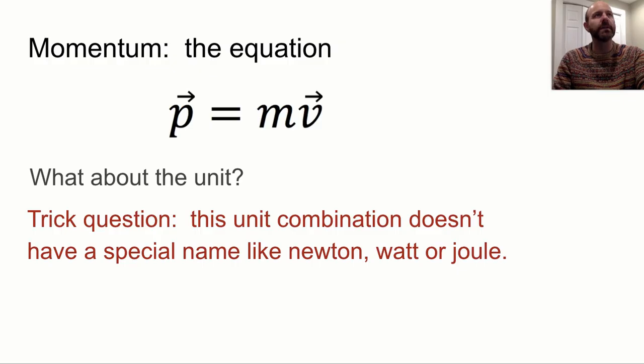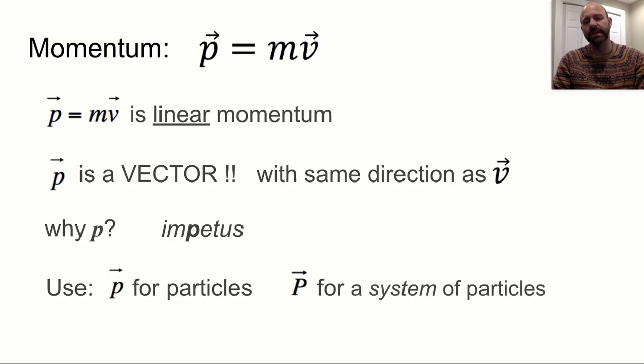So the unit is a little bit of a trick question, if you want to think of it that way. The units are kilograms times meters per second. Also, it can be given in newtons times seconds, but we don't rename that. We just keep it as kilogram meters per second or a newton second.